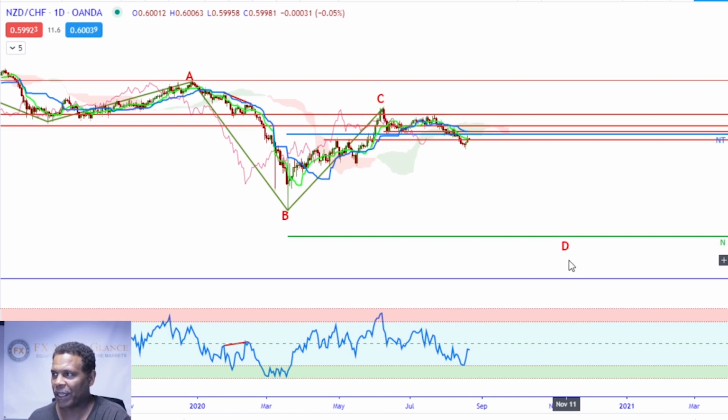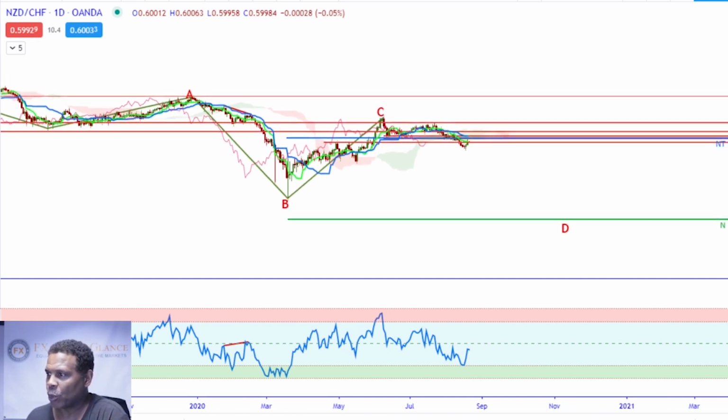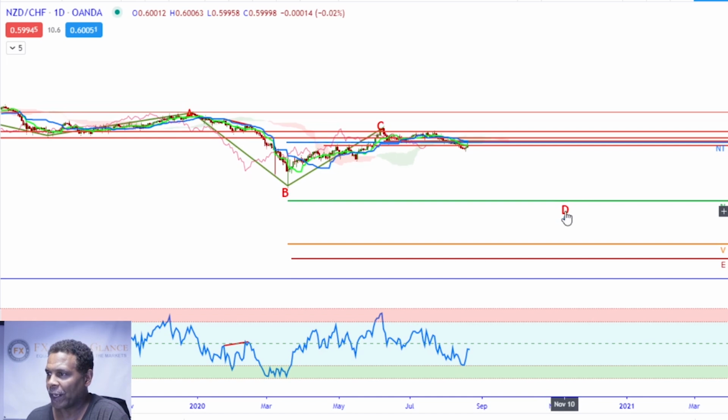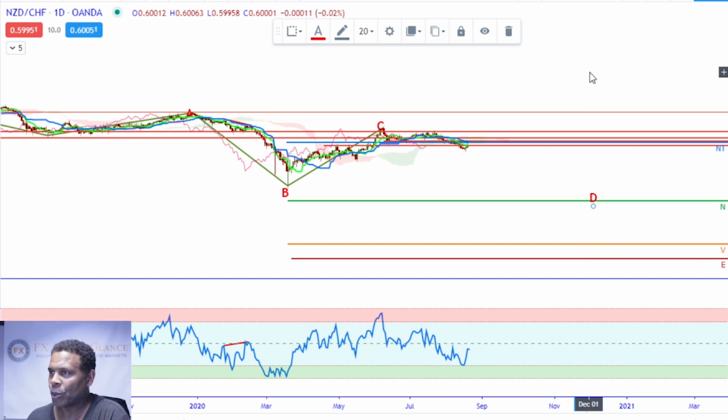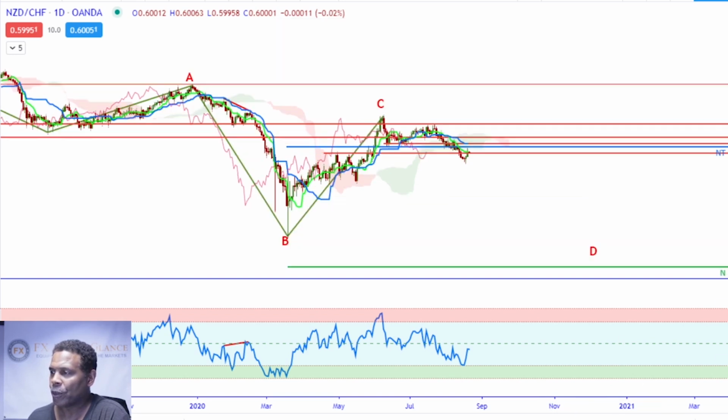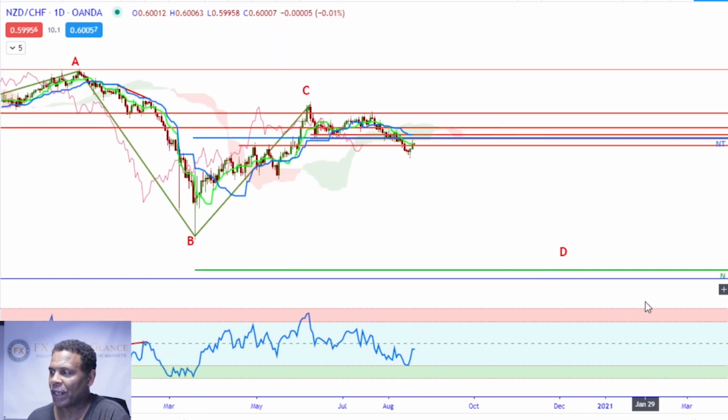This D target could be at any of these levels we draw on the chart, which could be here where we're looking at. It could be here. It could be here at the V level, or it could be here at the E level. All right. Normally it's going to fall to this N level, which is a 1-to-1 ratio most of the time. Okay. So you may see the market drop to that level. That level will be 50459.